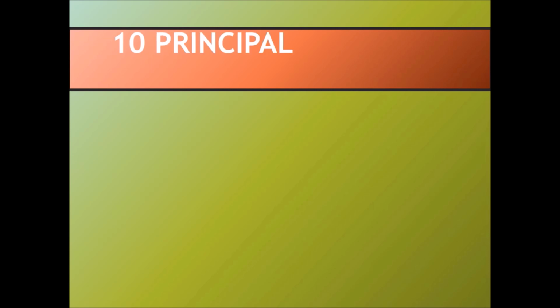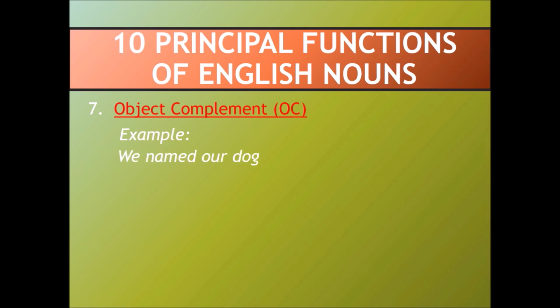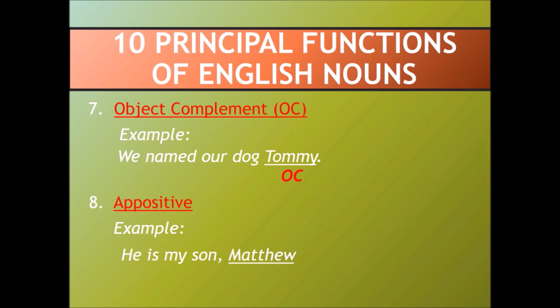Now let's continue the 10 principal functions of English nouns. We are now on our 7th, wherein it is about the object complement or the OC. Example of this, we named our dog Tommy, where Tommy here is an object complement or OC. Number 8, as an appositive in the sentence. Example, he is my son, Matthew. Where Matthew here is used as the appositive.